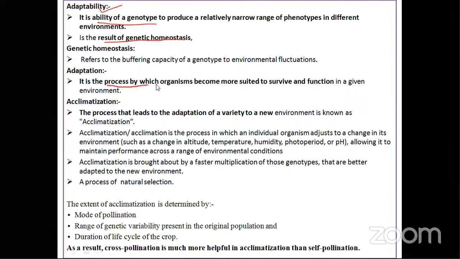It is a process by which an organism becomes more suited to survive or function in a given environment.